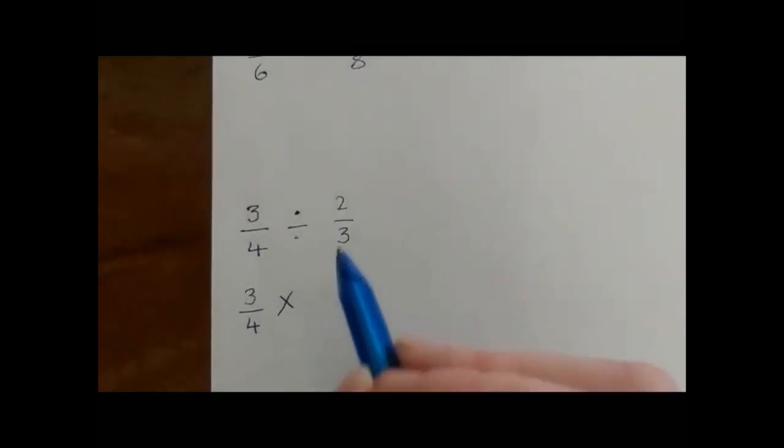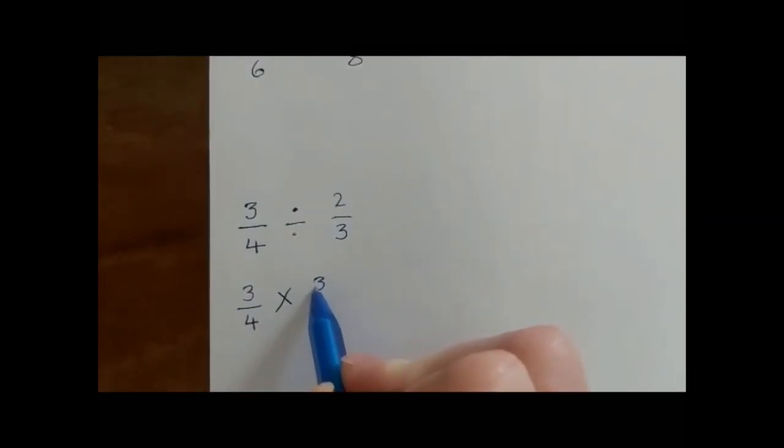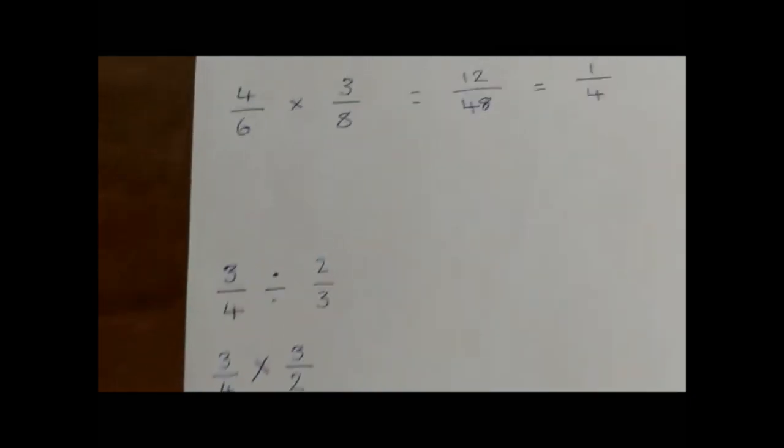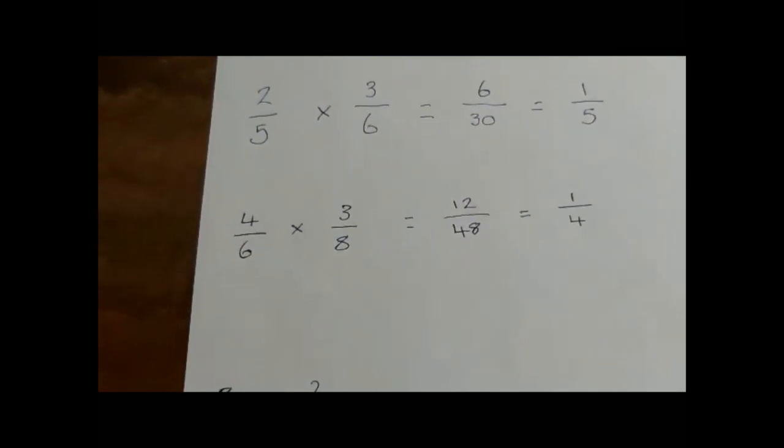Now we change the next part of the problem and we change it to the opposite. So the opposite of division is multiplication. So we turn it to that. And then we take the last part of our problem and we turn it over. So we take our 2/3 and we turn it over to become 3/2. Now, we've got a multiplying problem now. And you now know how to do multiplying problems.